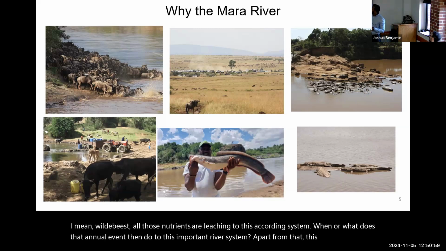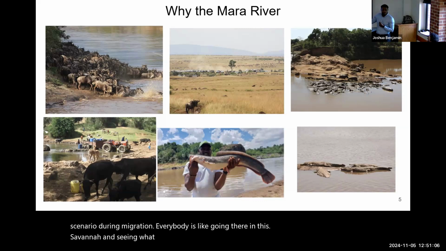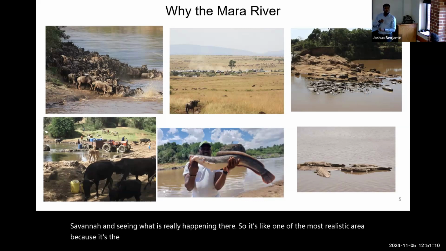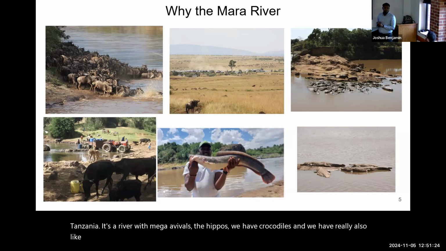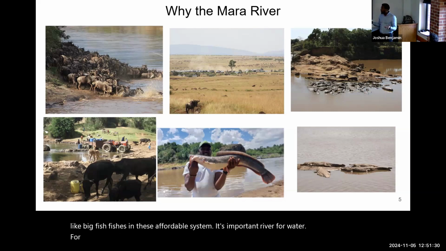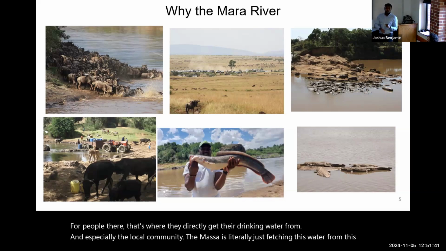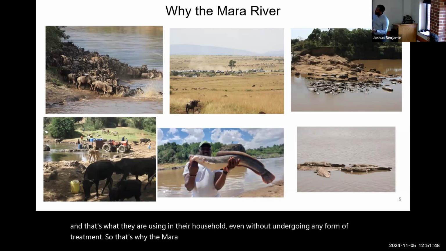Apart from that, this is the same scenario during migration. Everybody goes there to the savanna to see what is happening. It's one of the most touristic areas because it's the ecosystem between Masai Mara in Kenya and the Serengeti ecosystem in Tanzania. It's a river with mega herbivores like hippos, we have crocodiles, and we also have big fish species in this aquatic system. It's an important river for water for people there. That's where they directly get their drinking water, and especially the local Maasai community fetch water from this river and use it in their households, even without any form of treatment. So that's why the Mara River, and you might ask, why not another river?